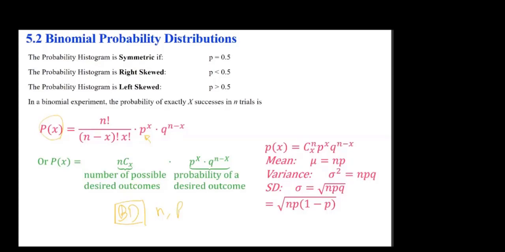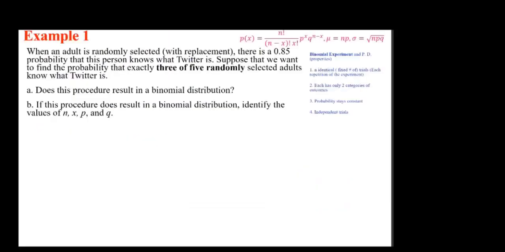Let's look at a couple of examples. When an adult is randomly selected with replacement, there is a 0.85 probability that this person knows what Twitter is. Suppose that we want to find the probability that exactly 3 of 5 randomly selected adults know what Twitter is. A, does this procedure result in a binomial distribution? B, if this procedure does result in a binomial distribution, identify the values of N, X, P, and Q.